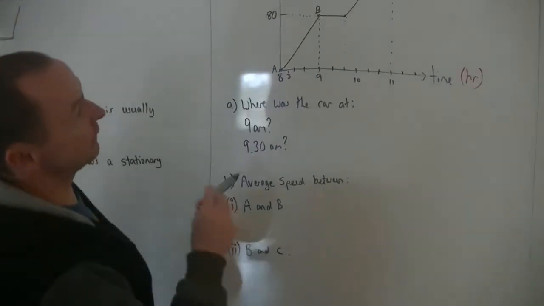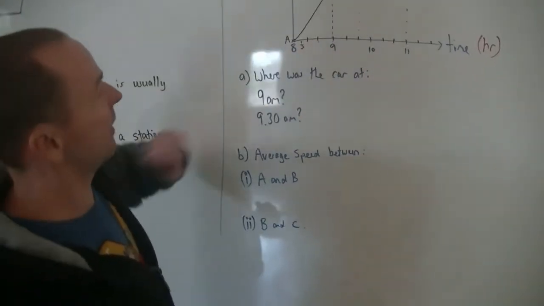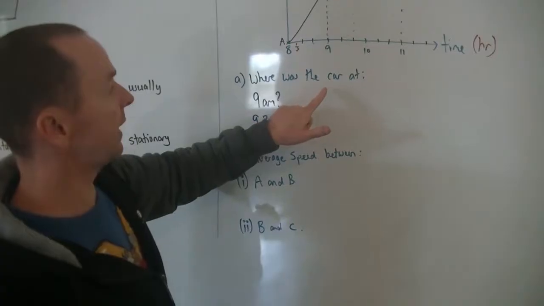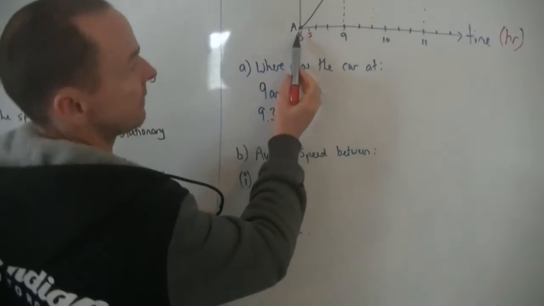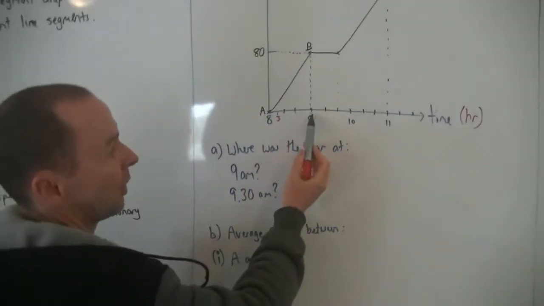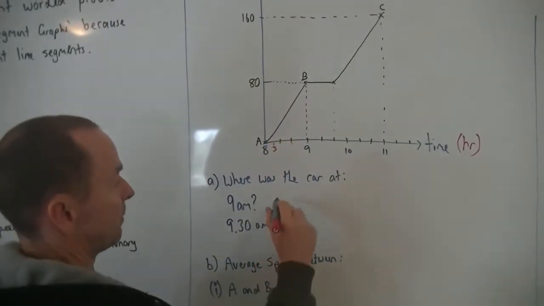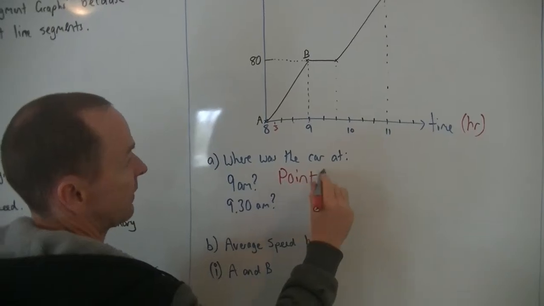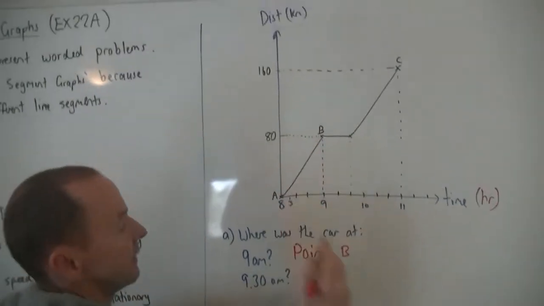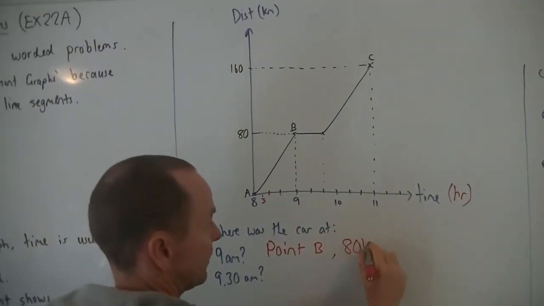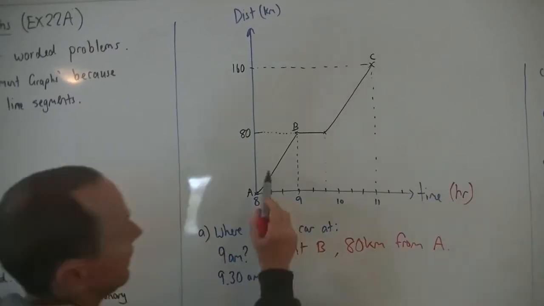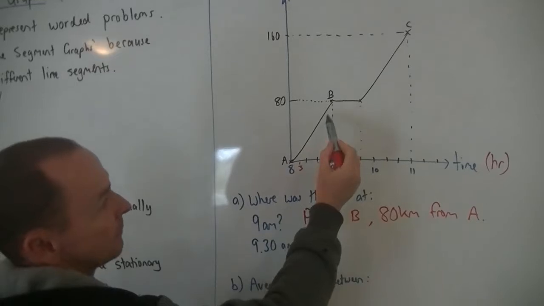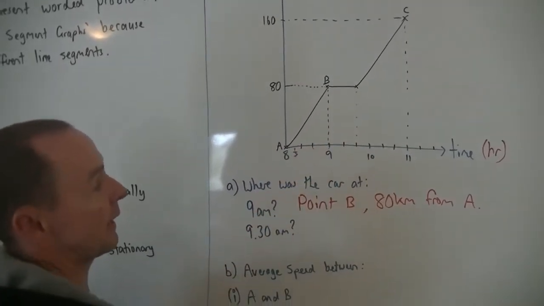Now that we understand the gist of this example, where was the car at 9 a.m.? At 8 a.m. it was at point A. At 9 a.m., we go up, and it's at point B. So we can answer it. It's at point B, which is 80 kilometres from point A. Can you see that? It's 80 kilometres away, because it's 80 kilometres from point A.